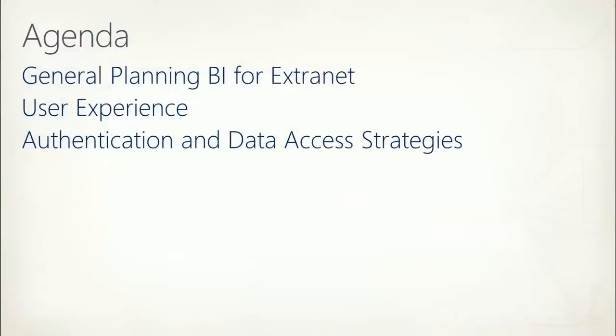So for the agenda today, we're going to go through general planning for BI for Extranet. So stand up your Extranet, but what do you need to do to actually enable BI in those areas? We're also going to cover the user experience. What kinds of decisions do you need to make when you're doing your Extranet scenarios? The other thing that we're going to talk about quite a bit is authentication and data access strategies. Because when you look at Extranets and enabling BI for that, a lot of that comes around how's the user authenticating and how are we actually giving access to our data structures for that user or that group. So we're going to spend some time to talk about that today too.